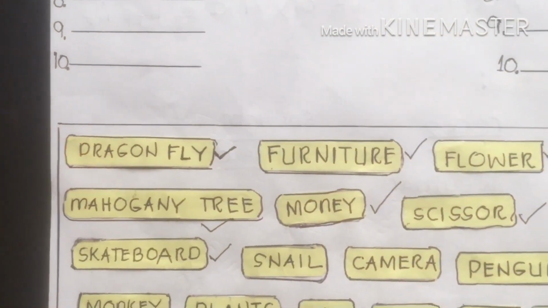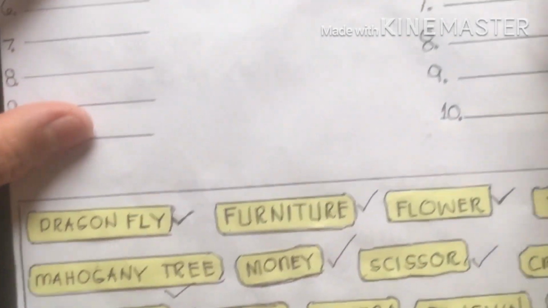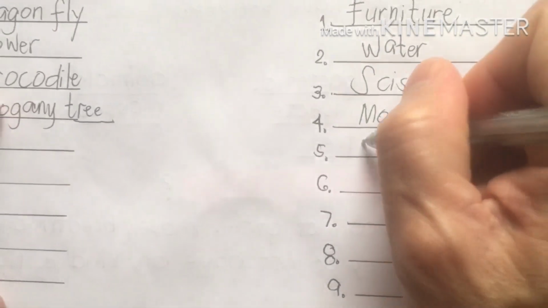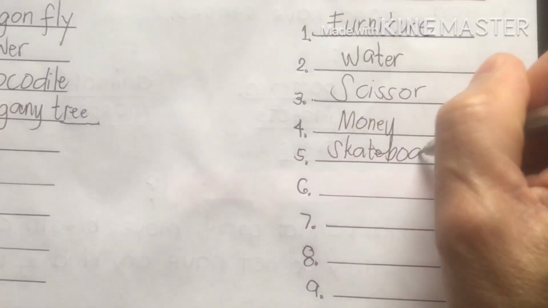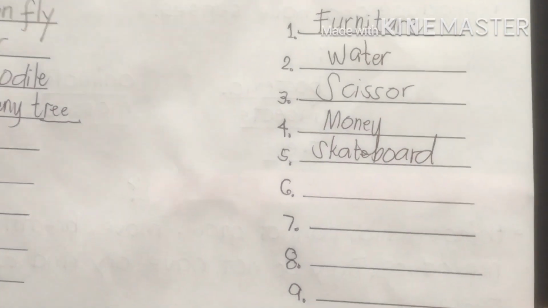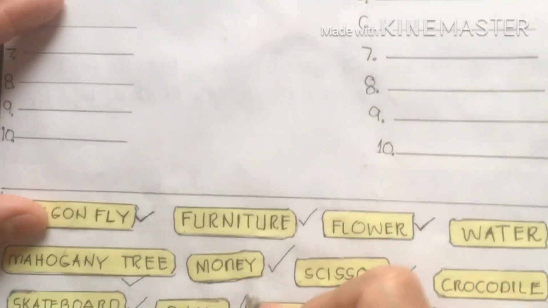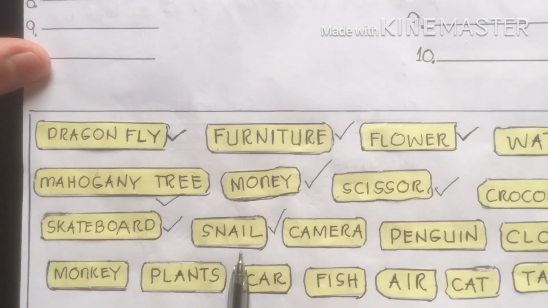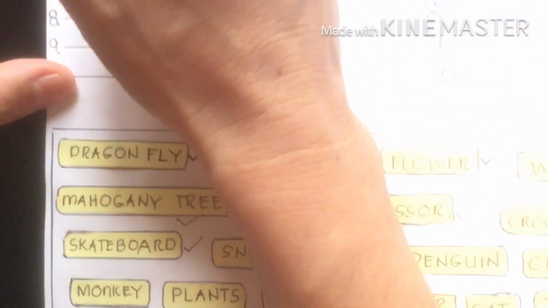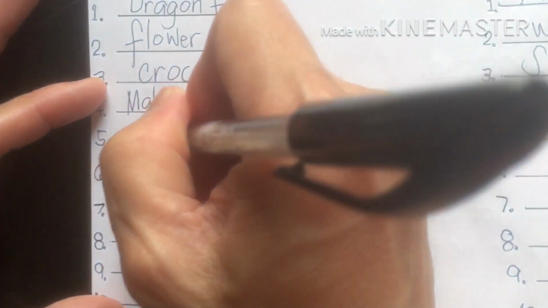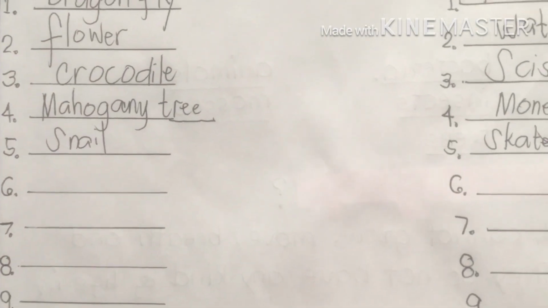We use this one, class, skateboard, of course, for our recreation. Skateboards belong to non-living things. So we're going to write skateboard. Okay, so we have 5 for non-living things, and for living things we have 4. Let's proceed, class. Snail. Oh, my favorite. Is snail living or non-living? We are going to write living things for snail. They move and grow. That's what a snail is.